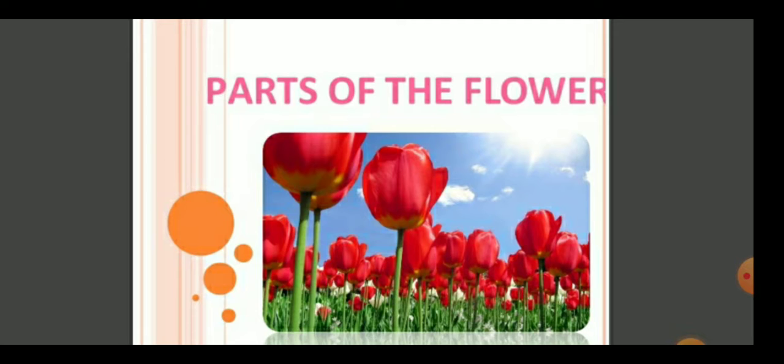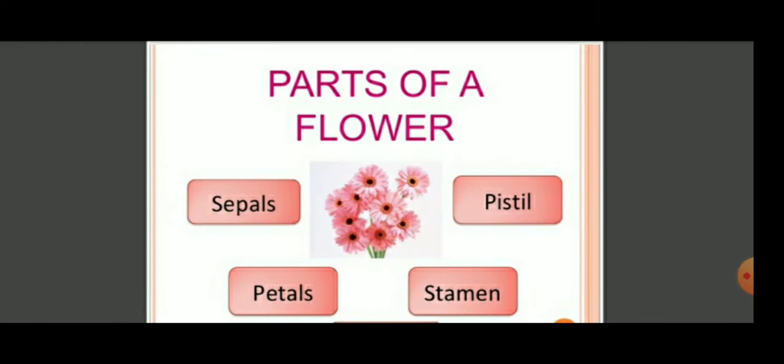So, what are the parts of the flower? Children, as we know, the flower has a stalk called the pedicel, but some flowers lack the pedicel, so these flowers are called sessile flowers. The important parts of the flower are the sepals, petals, pistil and the stamen.